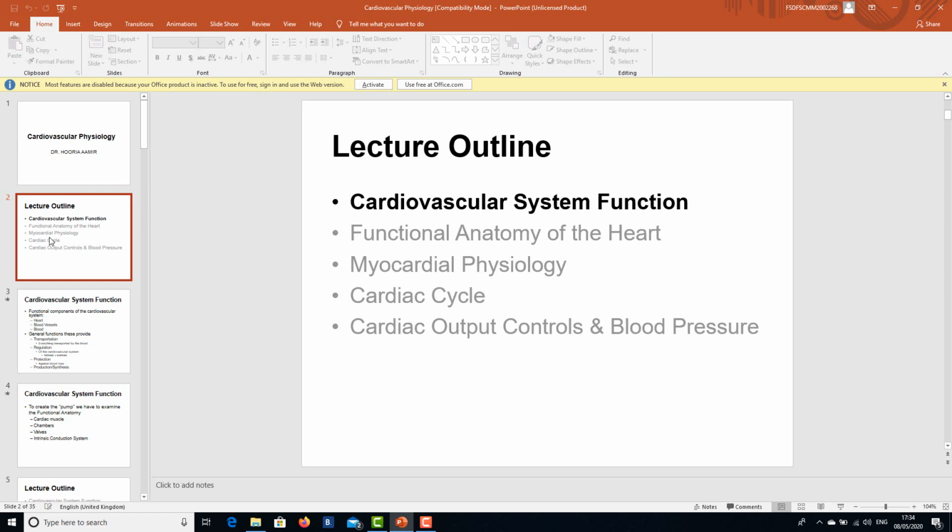We can learn the functioning of any organ only if we know the anatomy of that particular organ. Then how the working goes on is studied in physiology. What are the different events taking place during the course of contraction as well as relaxation of the heart? We are going to study that in detail in cardiac muscle. Then we'll be studying cardiac output controls and blood pressure.